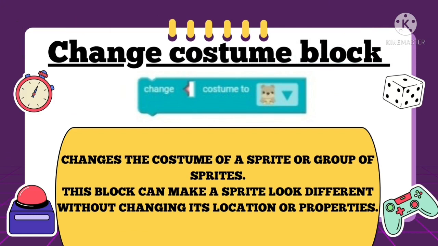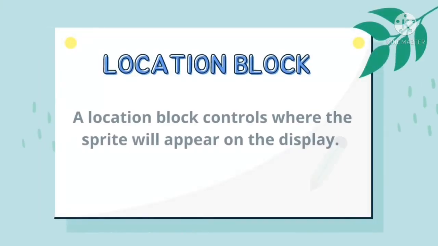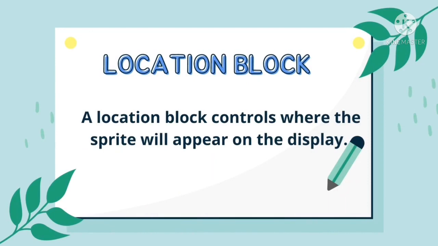We also have the change costume block. The change costume block changes the costume of a sprite or group of sprites. This block can make a sprite look different without changing its location or properties. Another example is the location block. The location block controls where the sprite will appear on the display. So after you make a new sprite, you are also to choose the location where you want the sprite to appear on the screen.